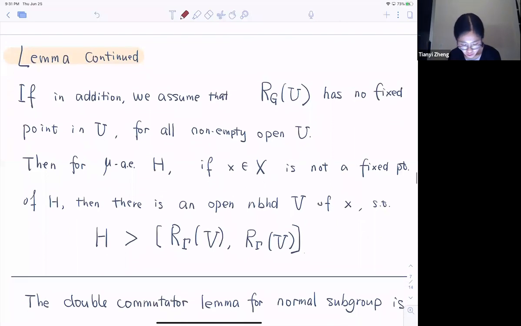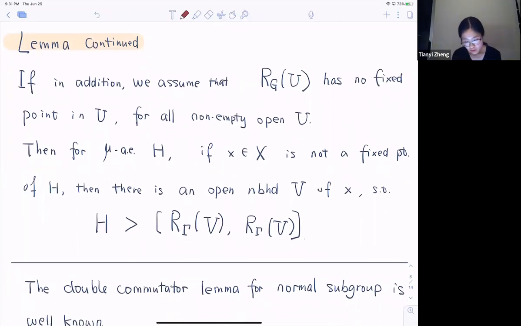And then if you assume a little bit more about the rigid stabilizers, so let's assume that the rigid stabilizer, I should write a gamma here. So if I assume that the rigid stabilizer has no fixed point in U, this in particular implies that this rigid stabilizer is non-trivial. Such actions are sometimes called micro-supported. If the rigid stabilizers for any non-empty open set are non-trivial, that's sometimes called micro-supported. Here, I assume that there is no fixed point inside.